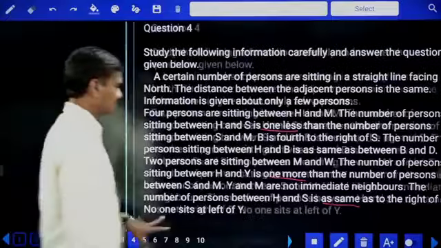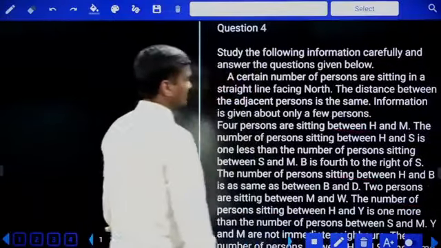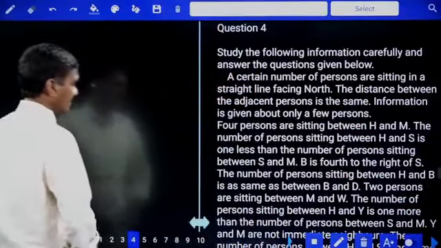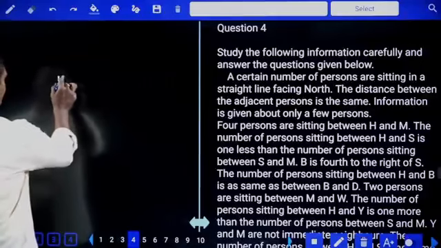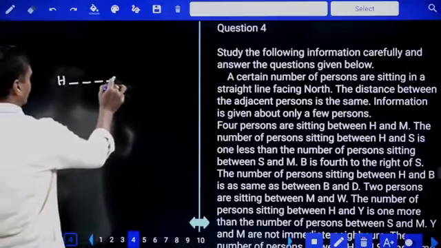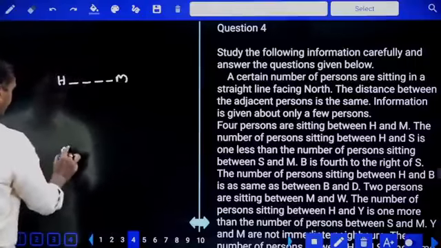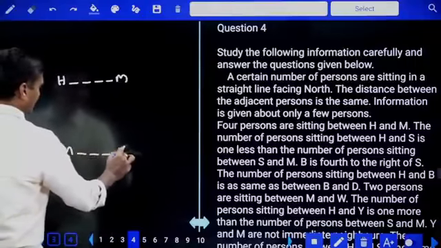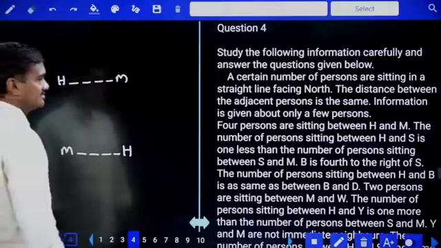Yes, let us start with this one. Now first information, look: 4 persons between H and M. There are 4 persons between H and M. Where will H be? 1 2 3 4, M will be here. Now second possibility: M is here, 1 2 3 4, H will be here.